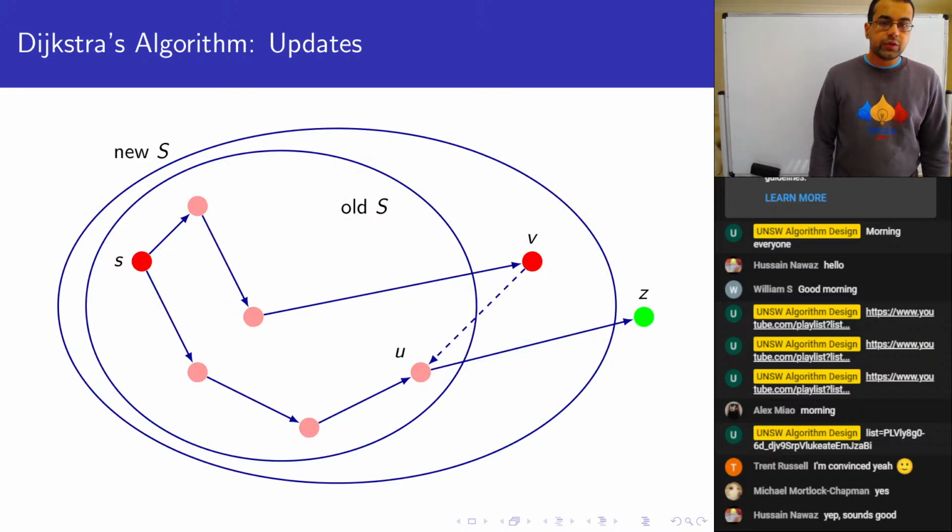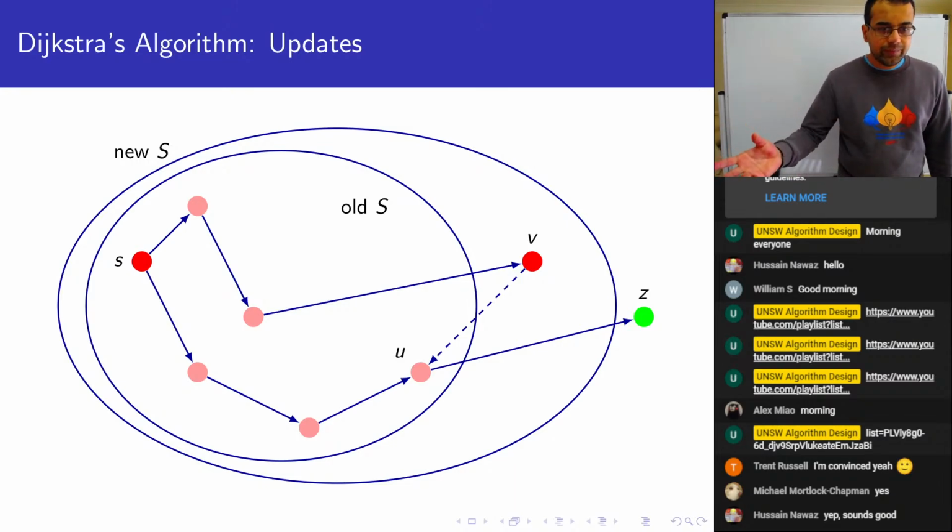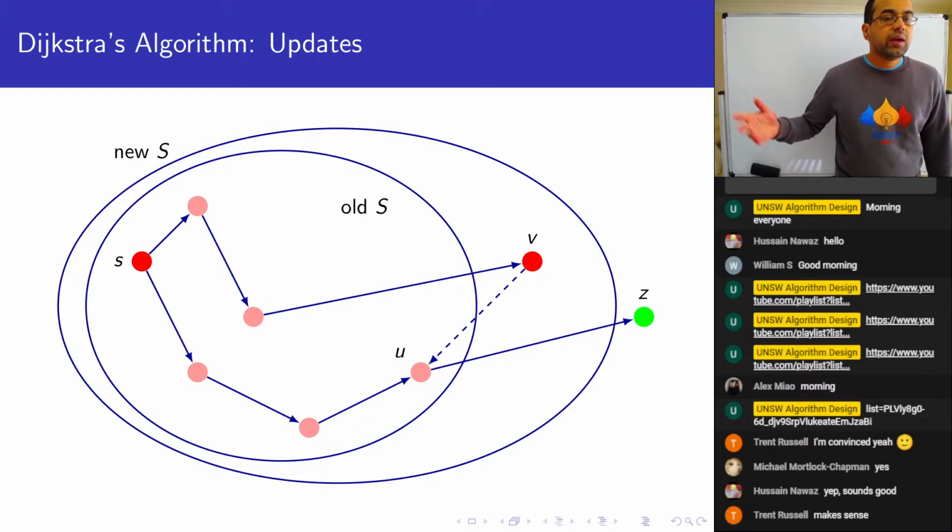Certainly the path from S to Z, if its penultimate vertex isn't v, then it can't be a new path and also better than the dz that we knew about already. So the bottom route was already a candidate for d sub z before we added v. The top route is one of the new candidates for d sub z, but it can't be any better than the bottom route that we had before.